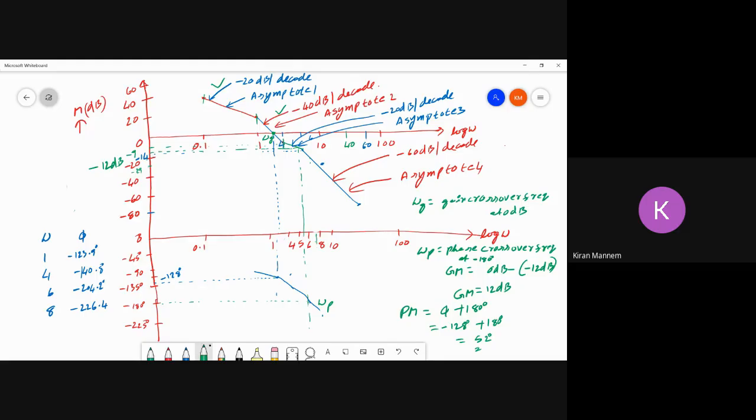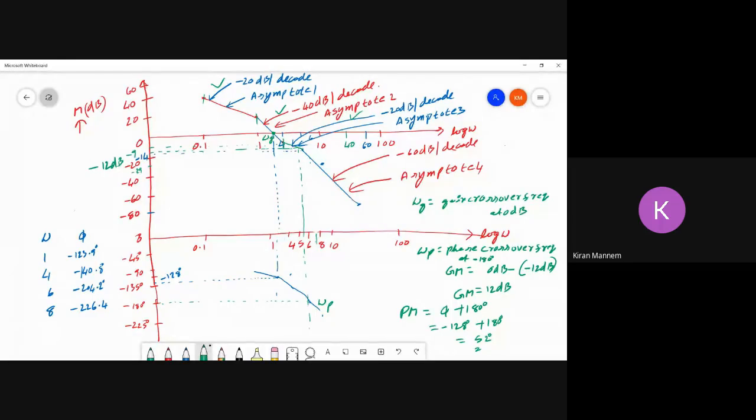To the next corner frequency, omega equal to 4. So for omega less than or equal to 4, it is 0 dB, and greater than omega 2, it would be plus 20 dB per decade. So asymptote 3, its slope minus 40 dB plus 20 dB. So it is minus 20 dB only. This is the third asymptote.